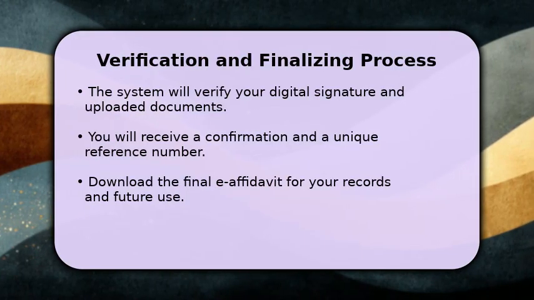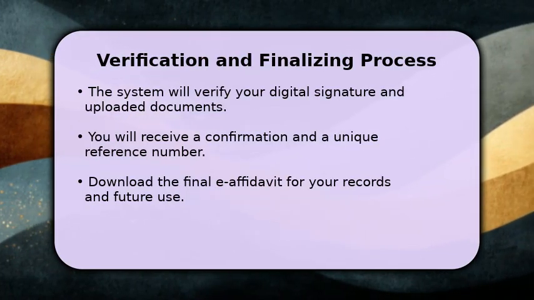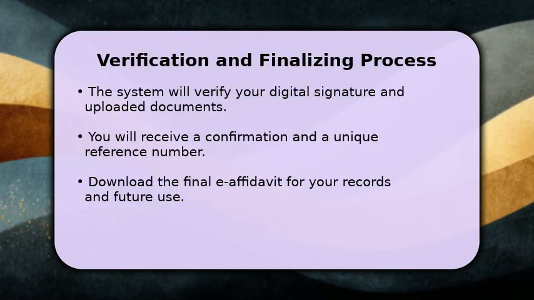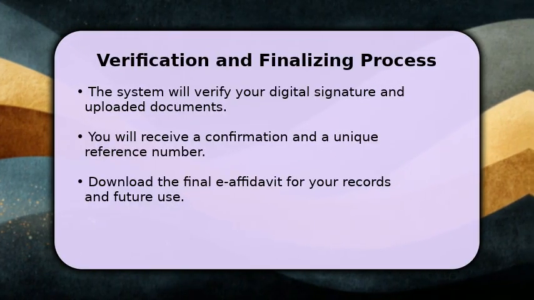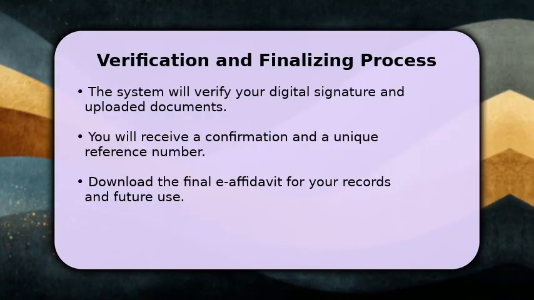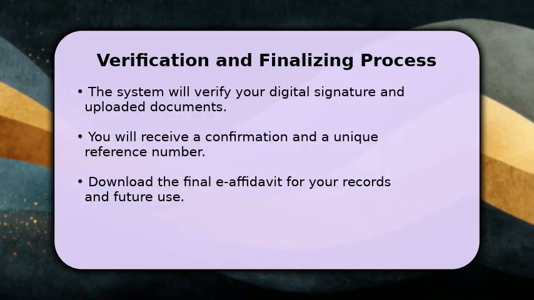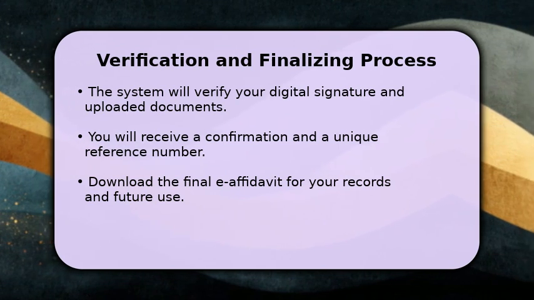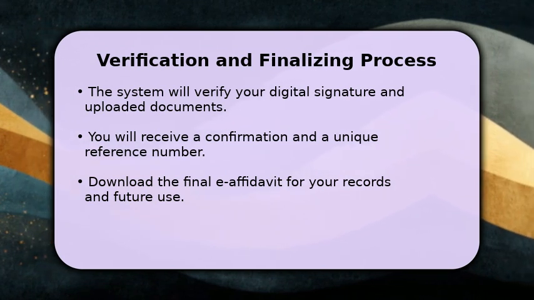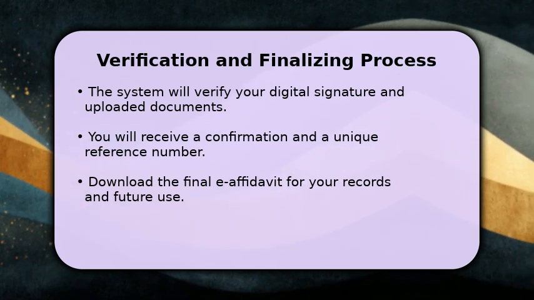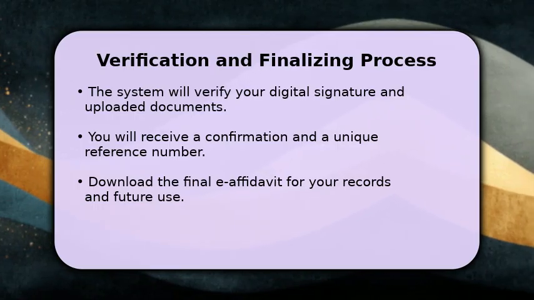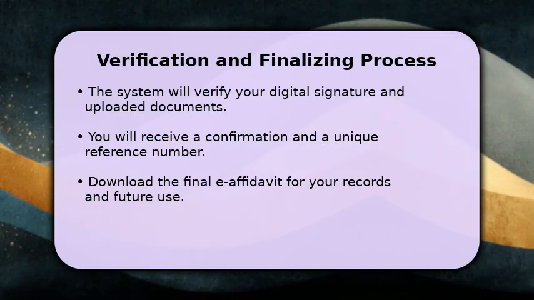Upon submission, the system will automatically verify your digital signature and all the uploaded documents to ensure their authenticity and compliance. Following successful verification, you will receive a confirmation message, typically including a unique reference number for your record. It is important to note this number for any future inquiries. You can then download the final, legally valid e-affidavit.